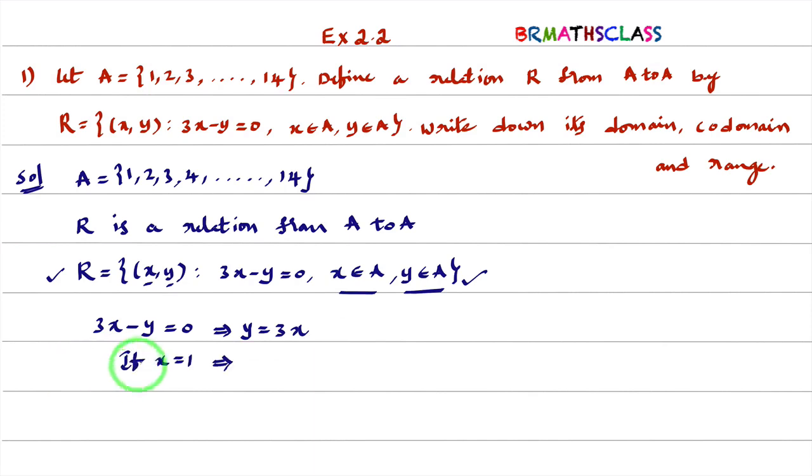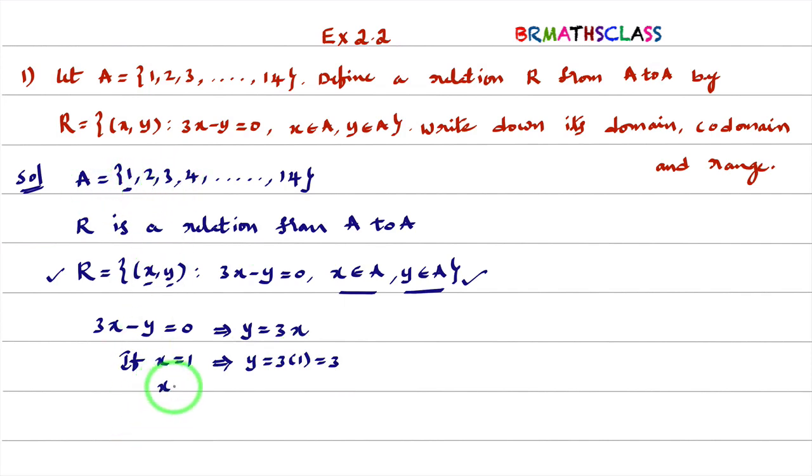So I'll take x equals 1. You observe here, 1 is there in set A. I take 1 and substitute in this. y equals 3 into 1, that is 3. Okay. So you observe here, the y value we got is 3. You observe 3 is there in set A? Yes, 3 is there in set A.